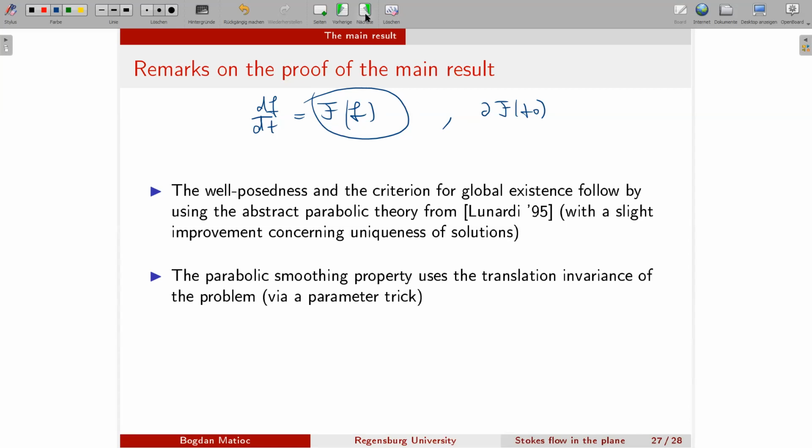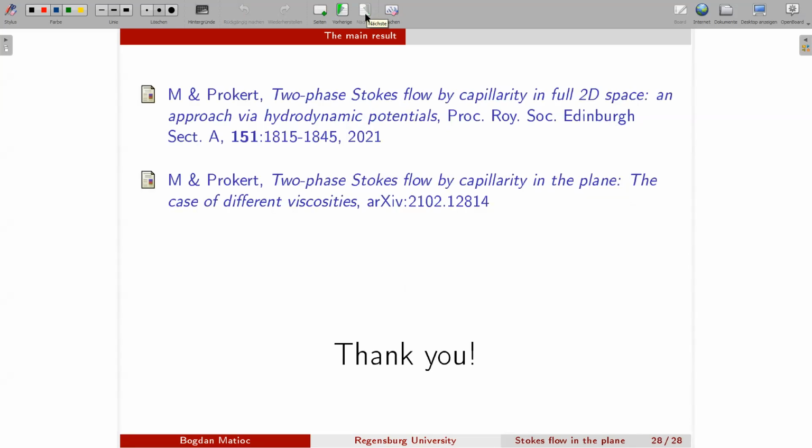So that was my last slide. Here are the two papers which I talked about. The first has recently appeared in the Proceedings of the Royal Society of Edinburgh, and the second one is still in the refereeing process, but it's on a good way.